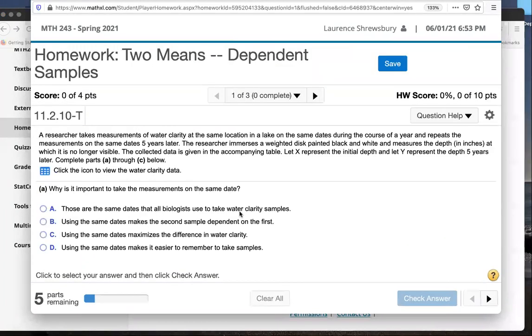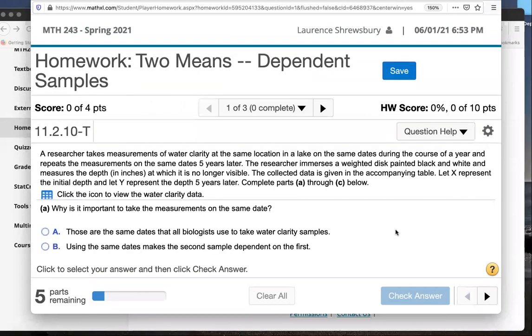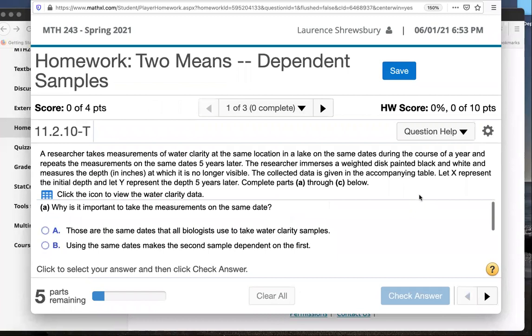I'll make that a little bigger just so you can all read it a tad bit better. And why this is so good is because matched pairs is really the only reasonable way to do this. This researcher takes some measurements of water clarity and wanted to do the same locations, because some might be cloudier than others and others clearer than others. And the same dates, because at different times of year the water could be more cloudy or more clear.